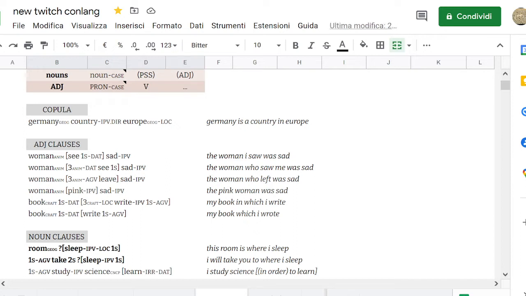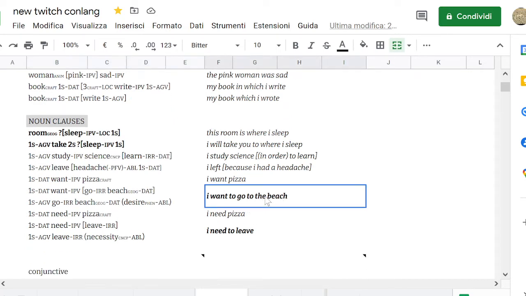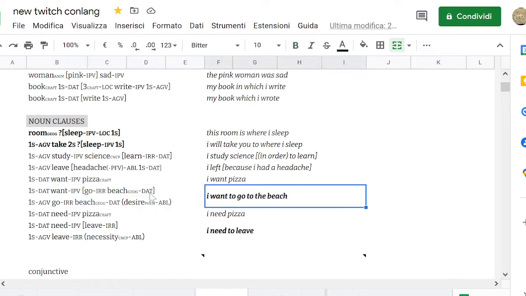The other subordinations are the ones we see here. With the noun clauses, like I want to go to the beach, to go to the beach is a clause and it is within the bigger clause of I want X. So I want, just like we had I want pizza, instead of pizza we have a whole other clause, to go to the beach. And we talked about how this language is going to do that. We're going to have the verb go, and if it is something other than the patient, it's going to be marked. But here, it's just the patient.